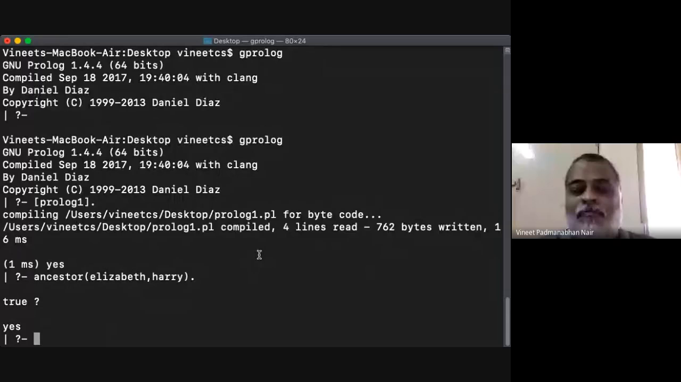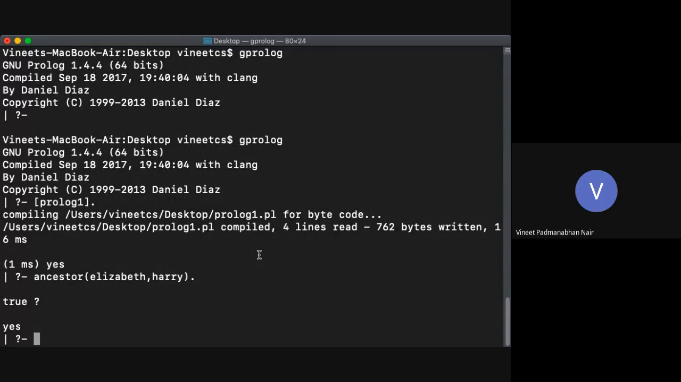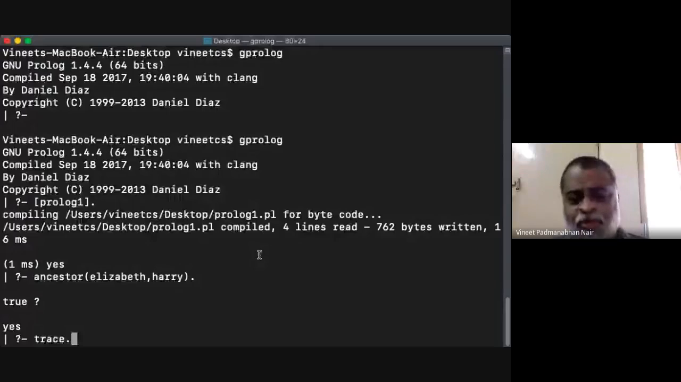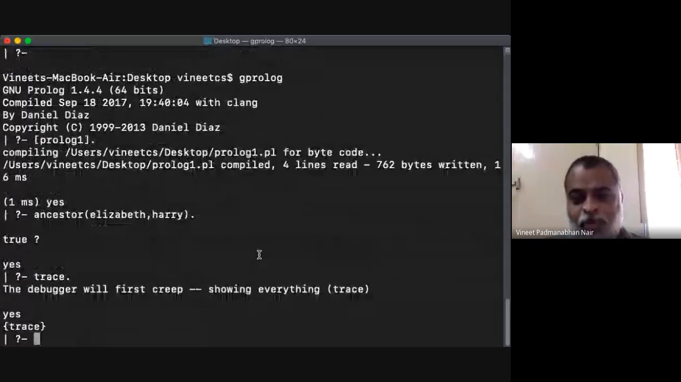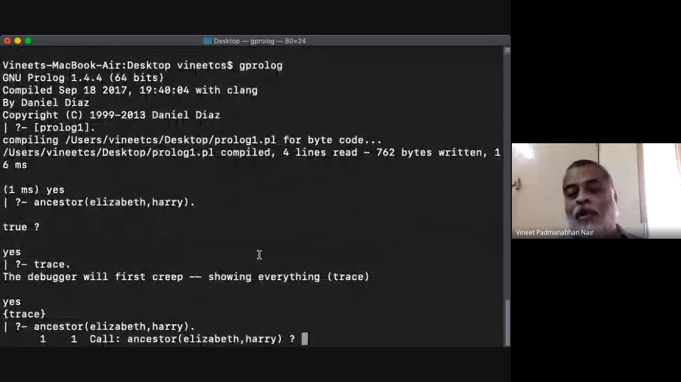Now, if you want to see how these things are done in the background, you can see the answer right now: Elizabeth ancestor Harry, it is giving true. If you want to see how all this is being done in the background, there is a command called trace, which means you are tracing the whole execution. You give trace, then you give the query. Now it goes one by one.